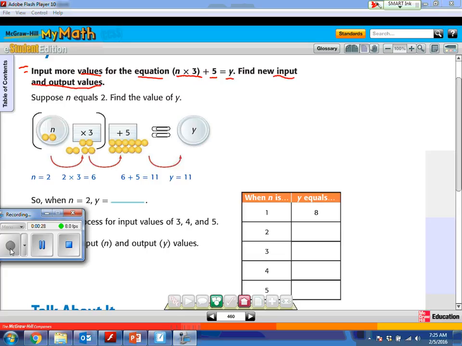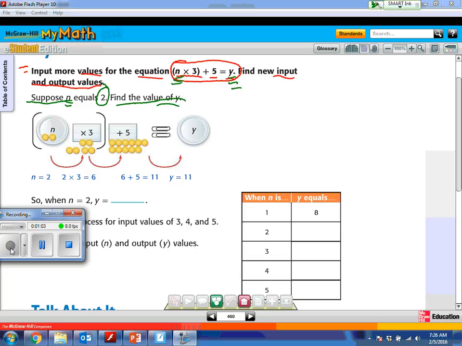Now, what they're basically asking us to do is figure this out: n times 3 plus 5 equals y. If you look at this equation, you should notice that it's impossible to do as we start out, because we don't know what n is, and if we can't figure out what n is, we really can't figure out y. These two variables are both unknown to us. But what if I added this next sentence into it? Suppose n equals 2. Then find the value of y.